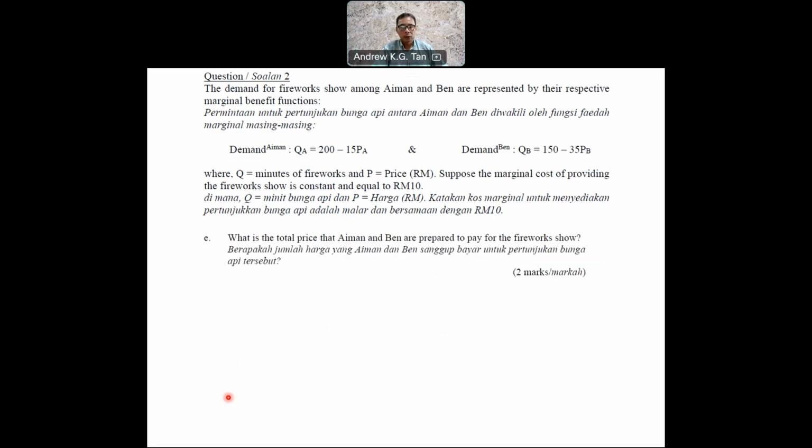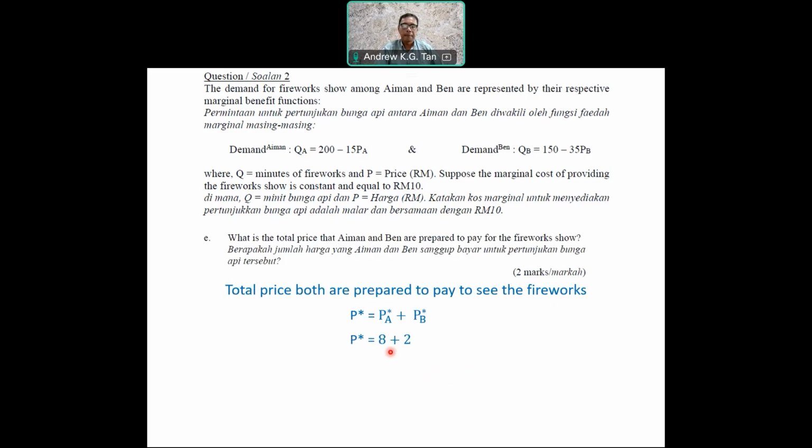E. What is the total price that Aiman and Ben are prepared to pay for the fireworks show? Total price: Aiman is willing to pay 8 ringgit. Ben is willing to pay 2 ringgit. So the total price both are prepared to pay to see the fireworks show would be P star equals to 10 ringgit. This was the price, P star equals to MC equals to 10 ringgit. So this is equal to the marginal cost of menyediakan pertunjukan bunga api tersebut sebanyak 10 ringgit. 2 marks.